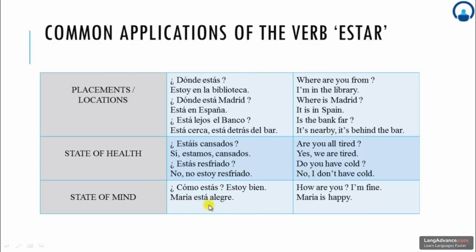María está alegre. Maria is happy. Again, this is not fixed. She is happy right now, but who knows about the future. So, that was about the verb estar and its application.